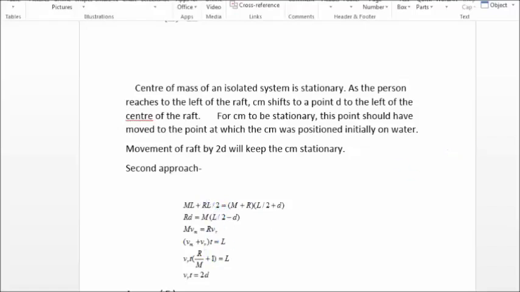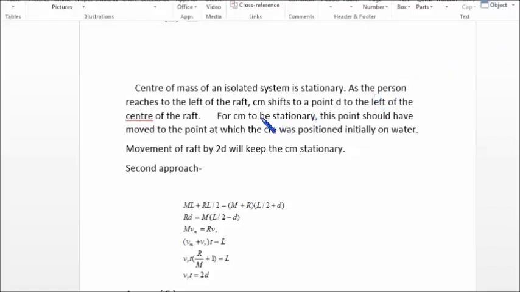But suppose we apply the concept that in a closed system, the center of mass of an isolated system is stationary. That is actually a consequence of conservation of momentum. If the whole system was moving with some velocity v, the momentum of the system will remain as it is. In case of an isolated system which is at rest, the center of mass also will be at rest.